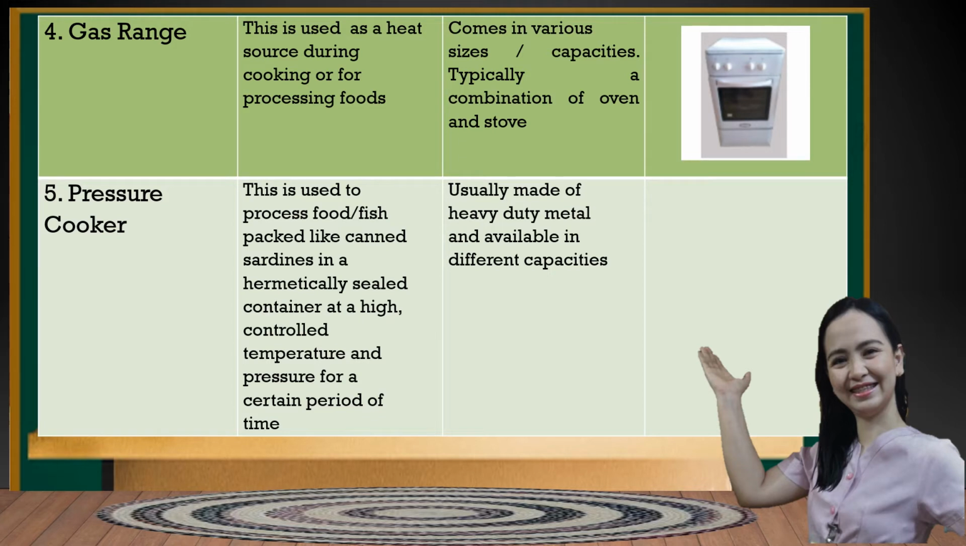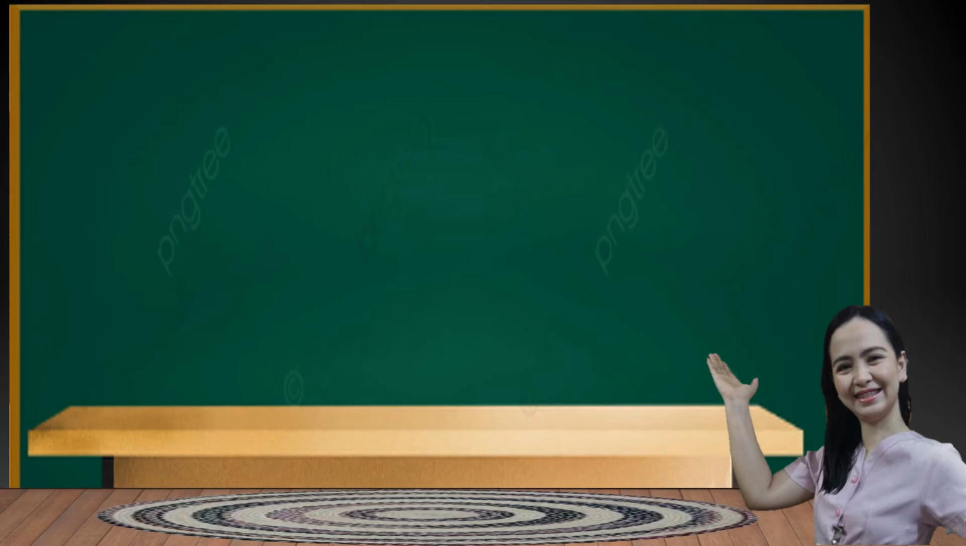Take note, a gas range is typically a combination of oven and stove. Next, pressure cooker. A pressure cooker is used to process food or fish packed like canned sardines in a hermetically sealed container at a high controlled temperature and pressure for a certain period of time. It is usually made of heavy-duty metal and available in different capacities.